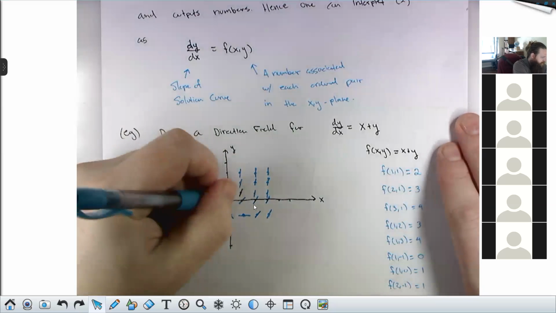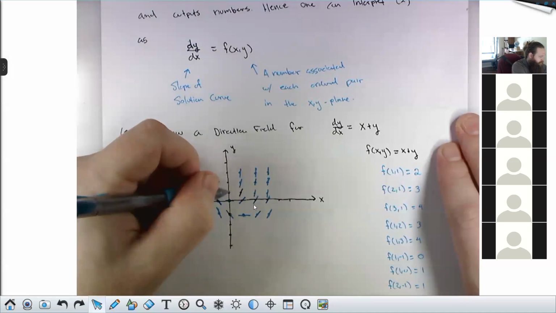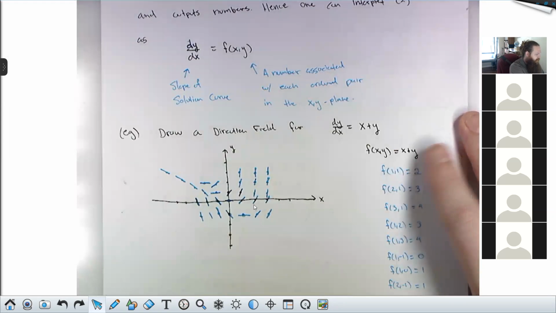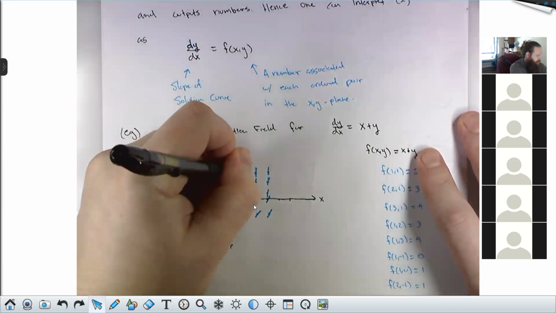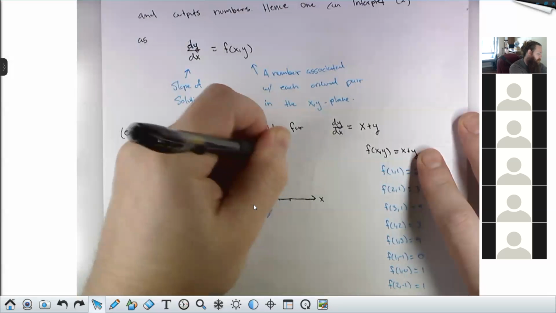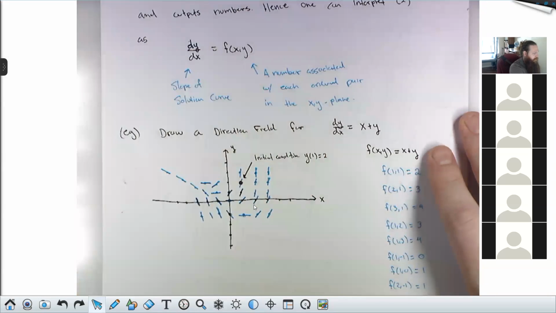Let's do one more at the origin. 0 + 0 is 0. Right up here, 0 + 1 is 1. So imagine I specify some initial conditions. I say I want to solve this subject to the initial conditions that y of 1 is 2. So I suppose initial conditions, when x is equal to 1, y is equal to 2. That's saying my curve needs to go through that point.